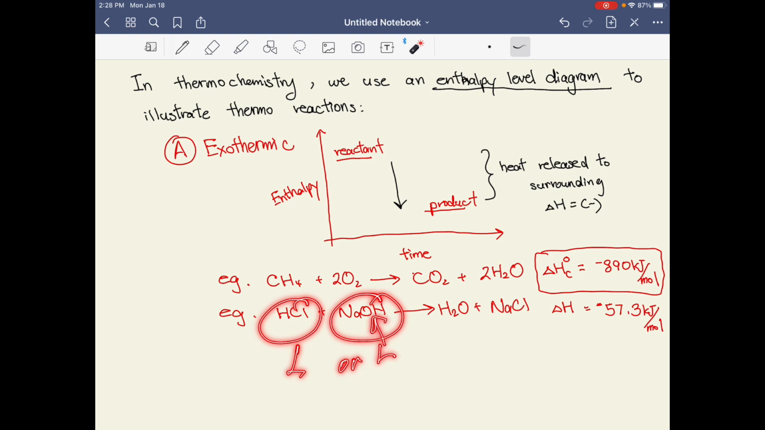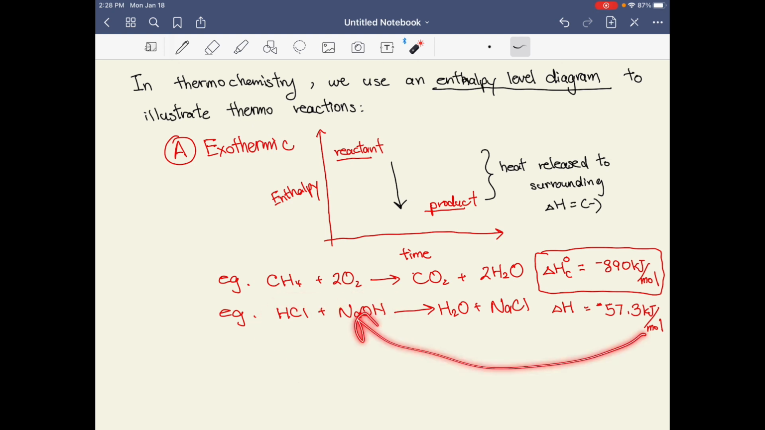If this is limited, mole of NaOH. If this is limited, mole of HCl, depending on what's limited, because it's all about what's limited that drives the reaction in terms of how much, right? Again, this value is also based on standard condition, and this reaction is a neutralization reaction.